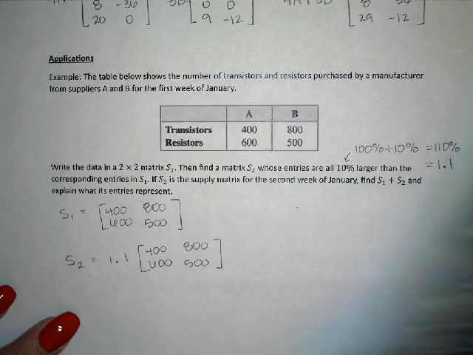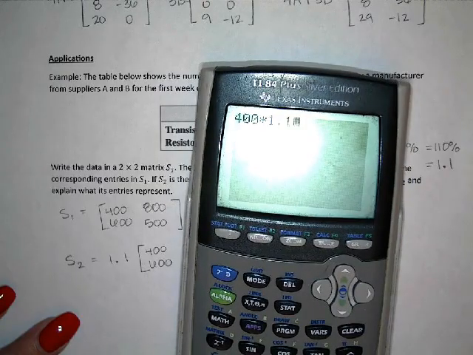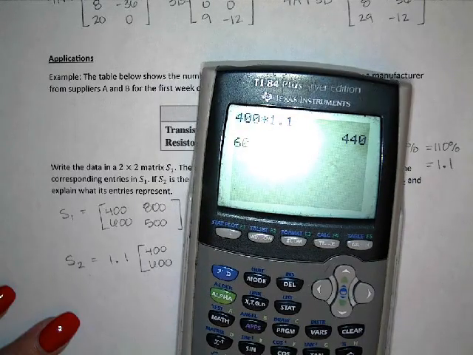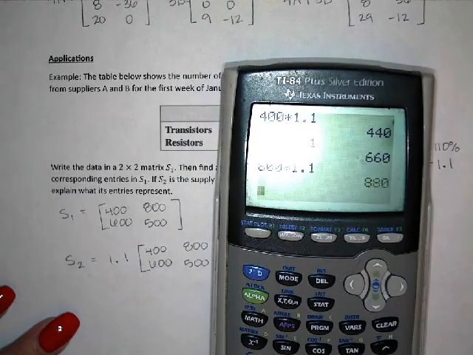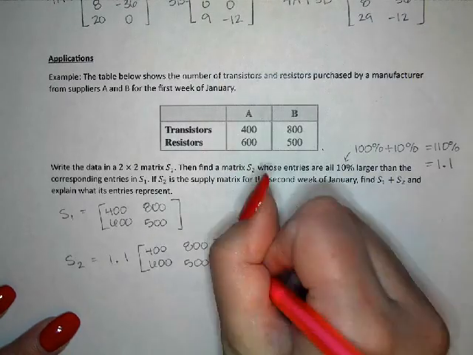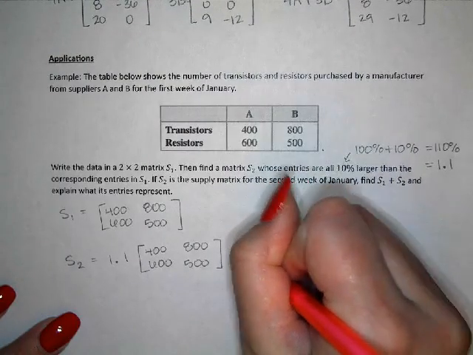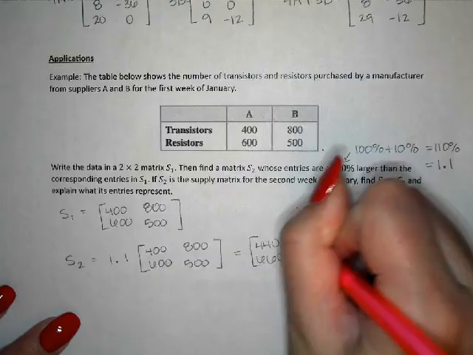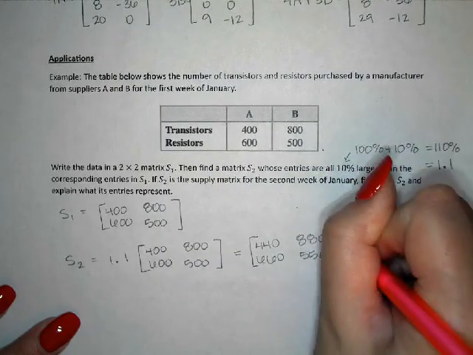So we've got 400 times 1.1 and 600 times 1.1, and we can already kind of see the pattern. 800 times 1.1, 500 times 1.1. So we can write our values there. 440, 660, 880, 550. Okay, so there's our S sub 2.